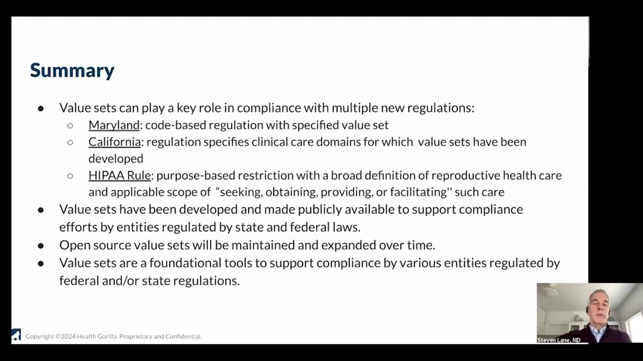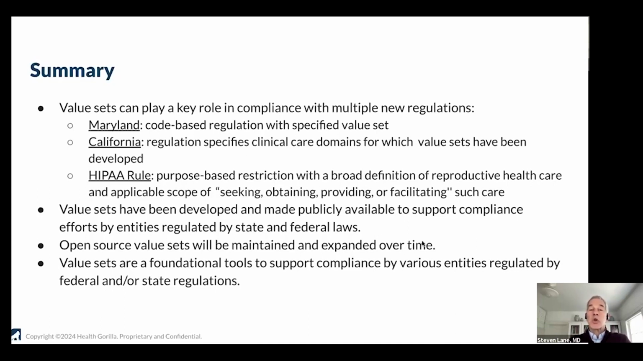Thank you so much, Raymond, and all of the presenters so far. Really appreciate all of this. So just to pull this all together before we go to Q&A, we've been focused on value sets. These value sets play a key role in supporting compliance with these regulations. They're not the entire answer. They have to be implemented within a compliance program and will be used differently by different stakeholders.